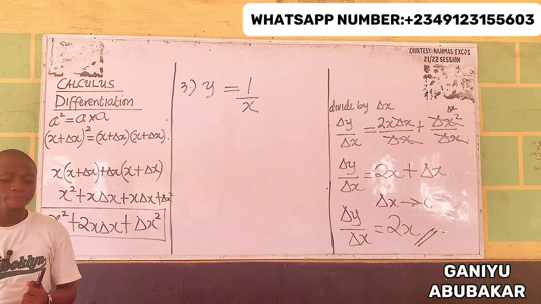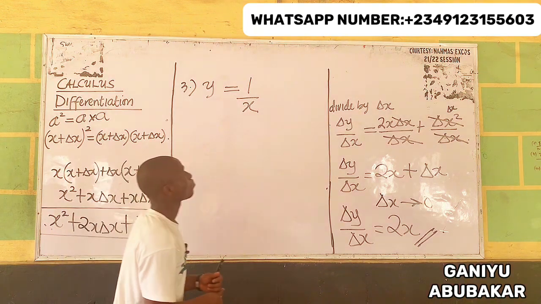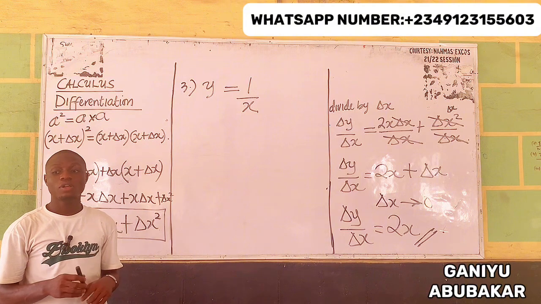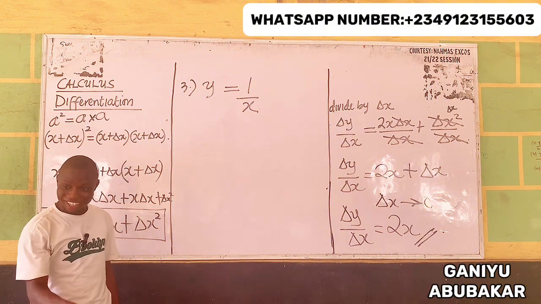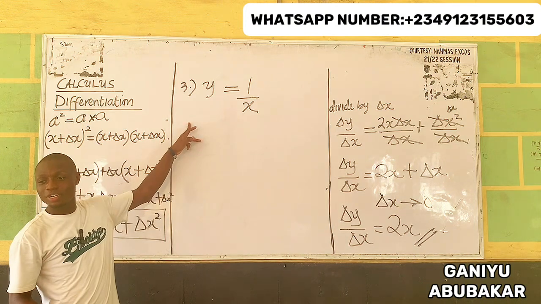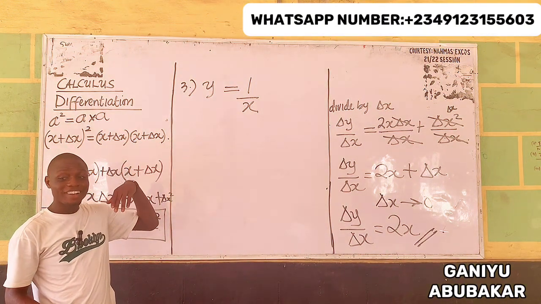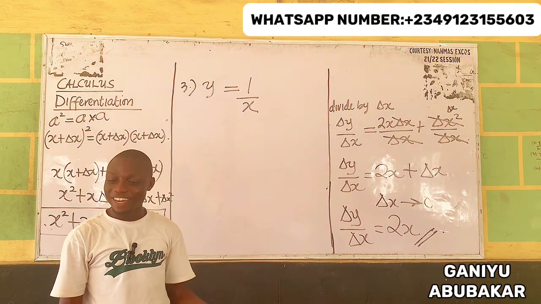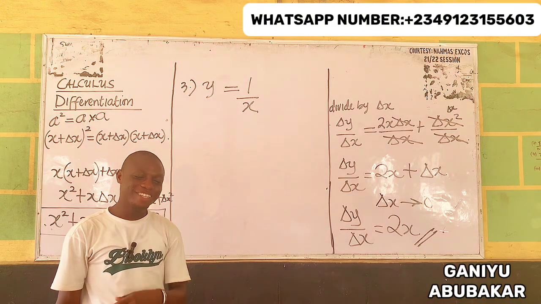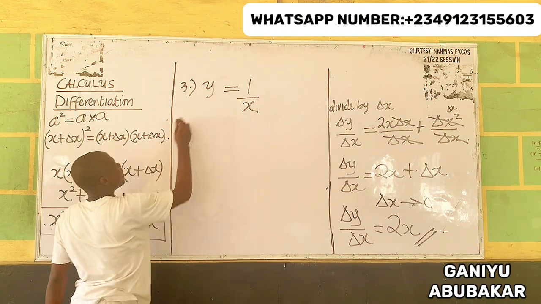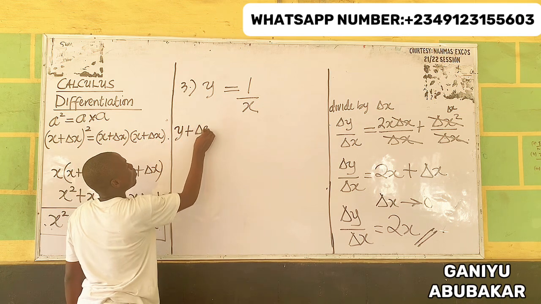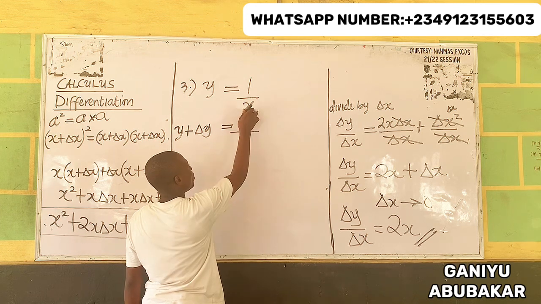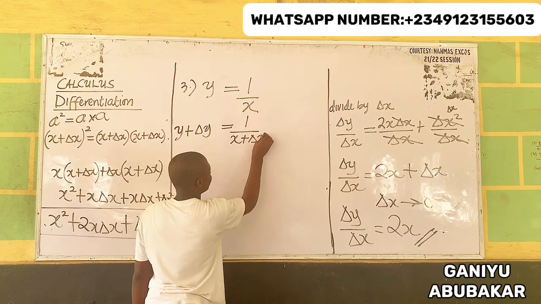What do you do? y is equal to... We said y equal to what? Y plus change in y. Just leave it. So look up, please. y to y add what? Change in y. Am I correct? Is equal to 1 over this x add what? As easy as that, please.